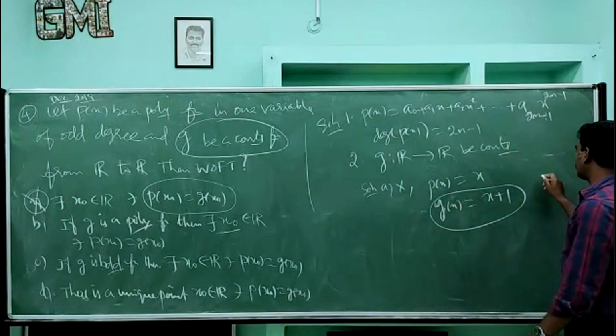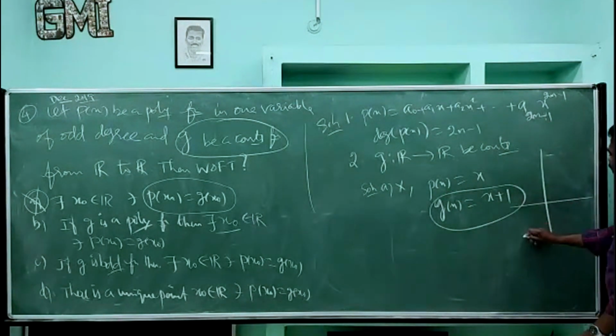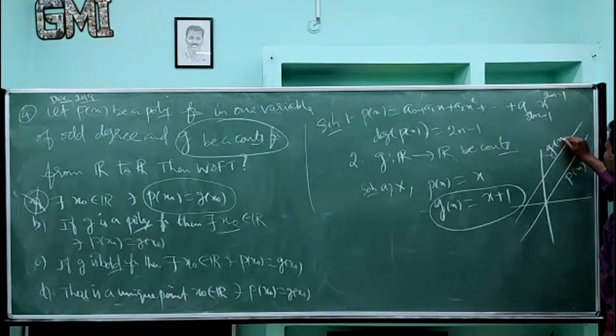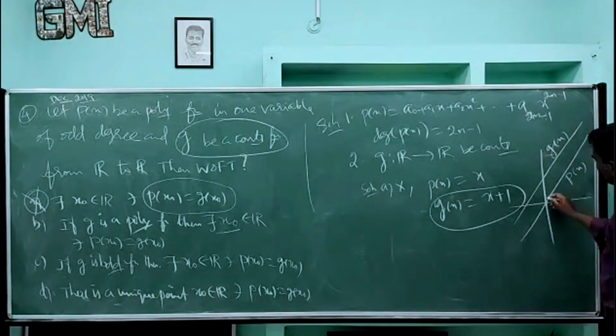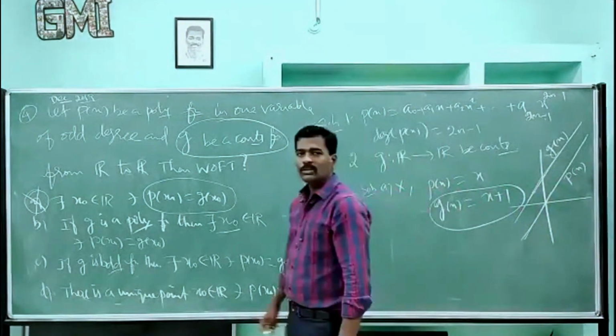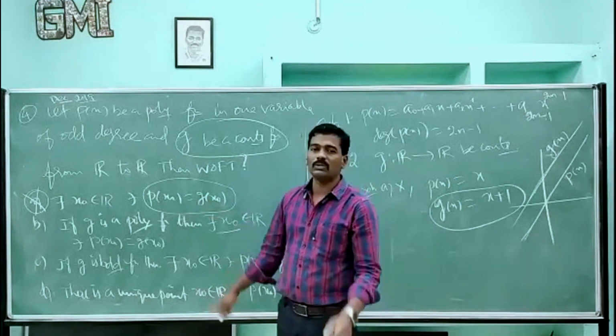Now, what is the graphical idea? This is the identity function, and this is x plus 1. This is your P of x, and this is your G of x. This is an odd degree polynomial, and this is a continuous function, but they never meet. So therefore, option A is not true always.